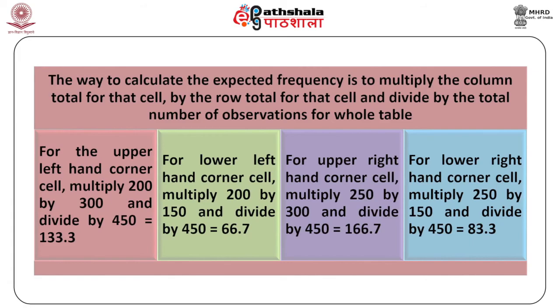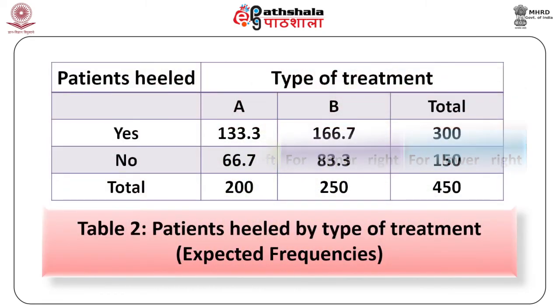For the upper right hand corner cell, multiply 250 by 300 and divide by 450, we have 166.7. For the lower right hand corner cell, multiply 250 by 150 and divide by 450, we get 83.3. In this table, we have a description of patients healed by type of treatment, that is, the expected frequencies.